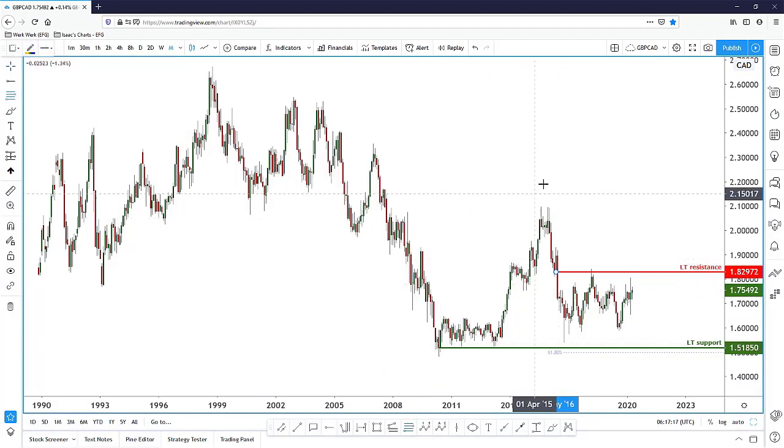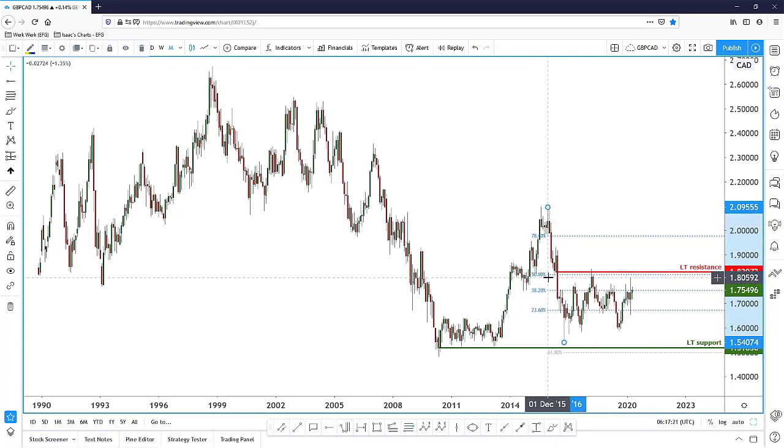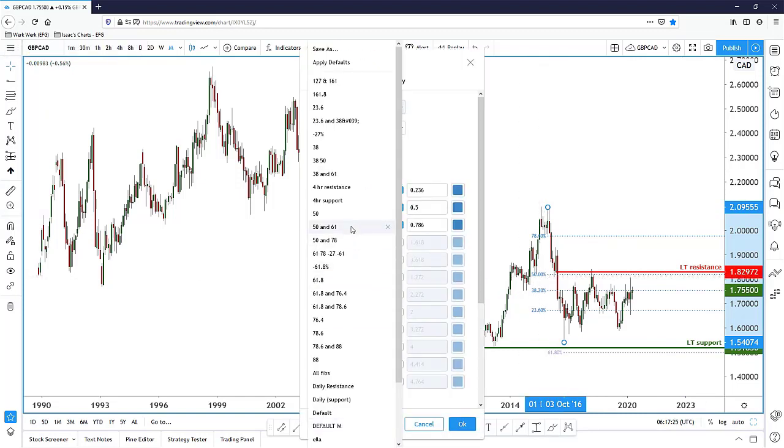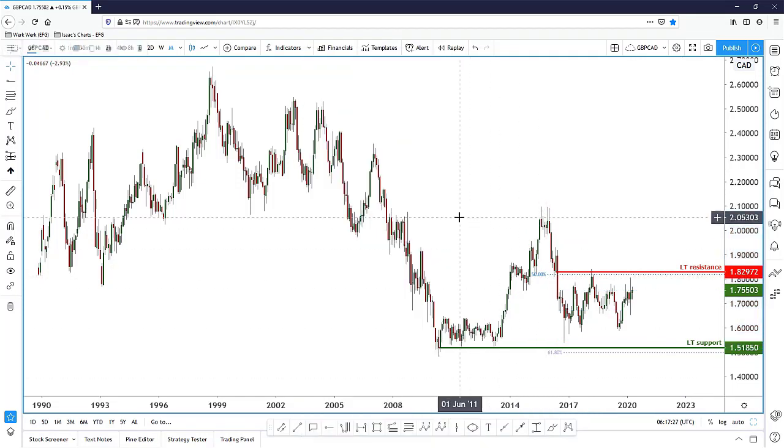Now, we can take a Fibonacci retracement from the swing high here to the swing low, and we see that this long-term resistance falls nicely at the 50%. So with that, let's just select the 50%. Now that we have our long-term resistance and long-term support, let's go down to the weekly.